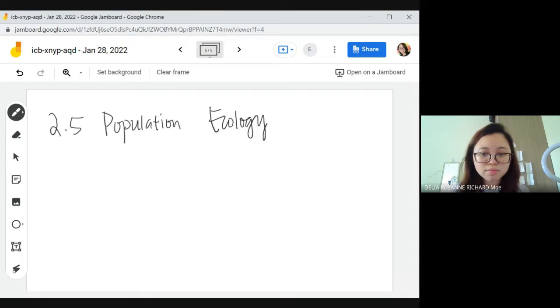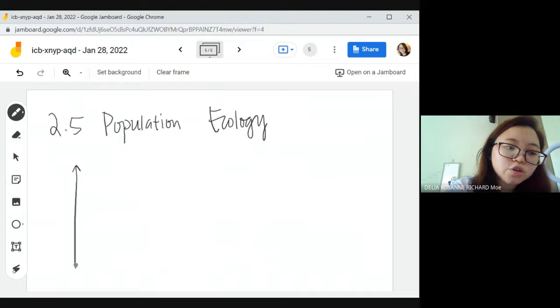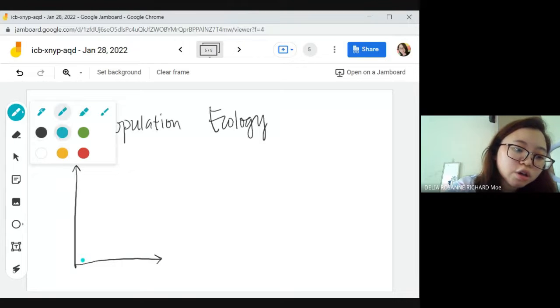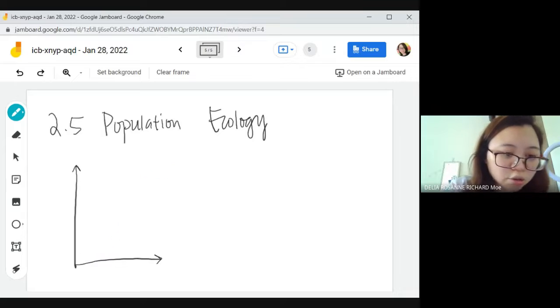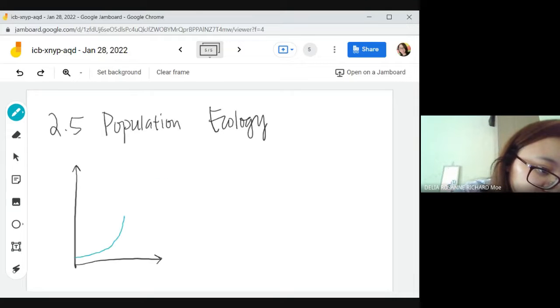It's looking at how well a population is doing in relation to its environment and all these other factors. So in 2.5, you will start seeing something very, very familiar. If you remember, it's this chart. Okay. It's this chart.